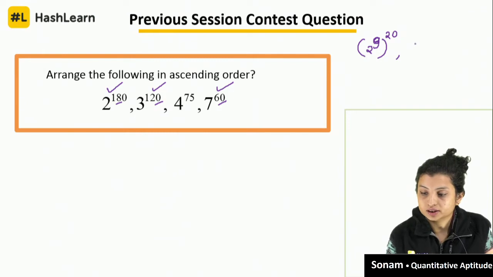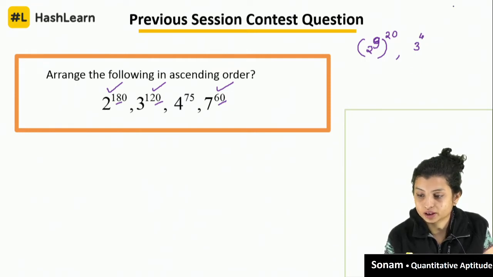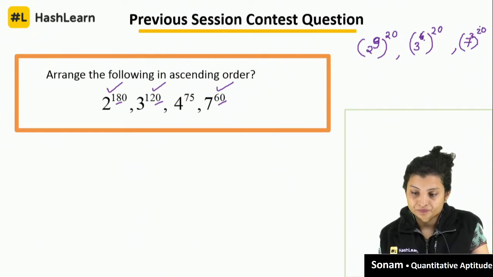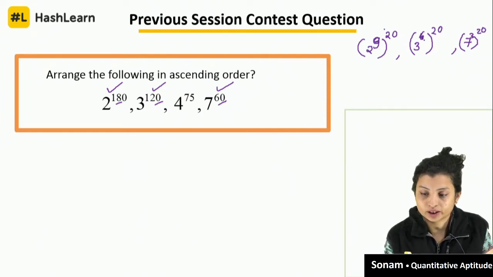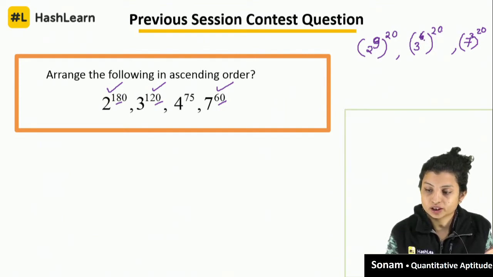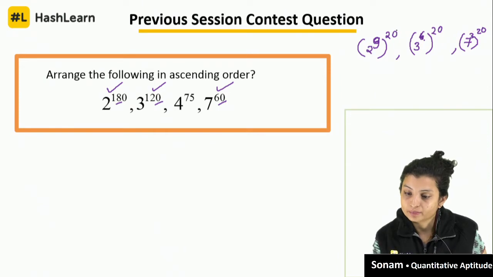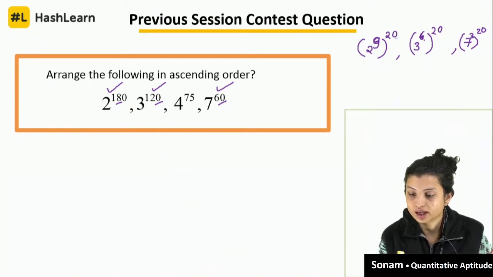Okay, similarly 3 power how much? 4 or 5? I need to make 120, correct? So 6, see, 3 power 6, this is 20, so 6 into 20 is 120, and then 7 power 3, this is 20, correct? Check it again. 9 into 20, 180, 6 into 20, 120, and then 3 into 20, 60, right? So I am making the overall outside power 20.